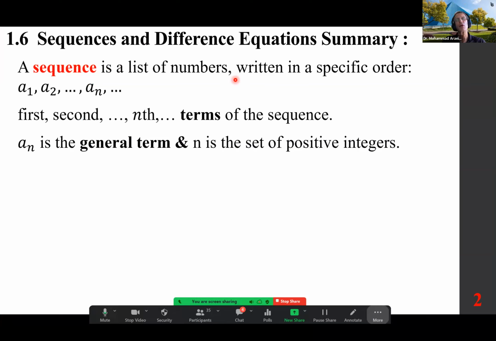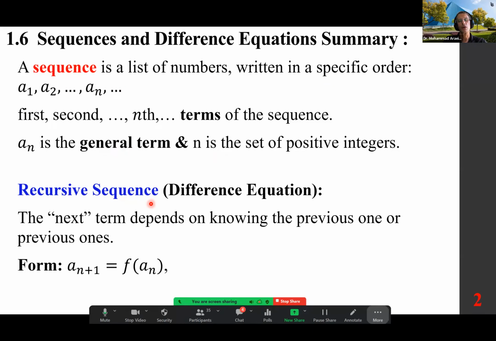A sequence is a list of numbers written in a specific order, a sub 1, a sub 2 through a sub n. Here's the first term. Here's the second term. Here's the nth term of the sequence. A sub n is the general term, and n is the set of positive integers.